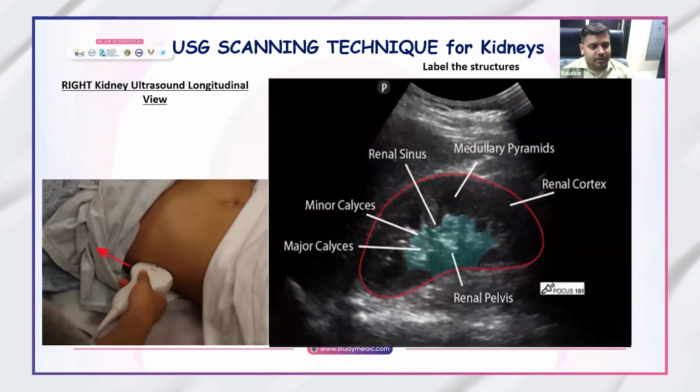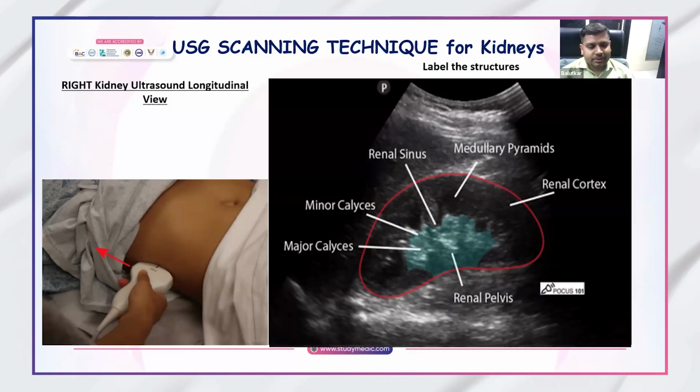This is how the position of a patient should be while doing examination of the right kidney with the ultrasound probe. As we can see, in a longitudinal or craniocaudal fashion, we can put the probe in a CC direction, as depicted over here.